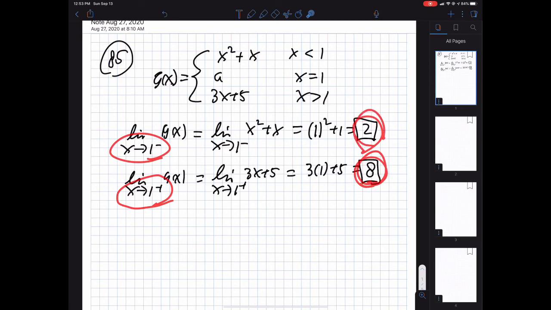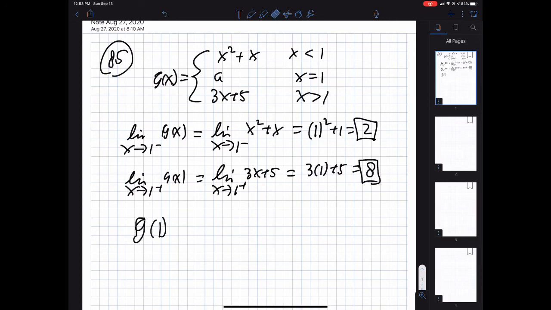Now, if these were equal, remember the third thing you have to show is your function at the point. Your function at the point must equal the same as the other two. So what is g at 1? This says at 1 it equals a. So g of 1 would be a. So in order for this function to be continuous, all three of these have to be equal, and they're not.